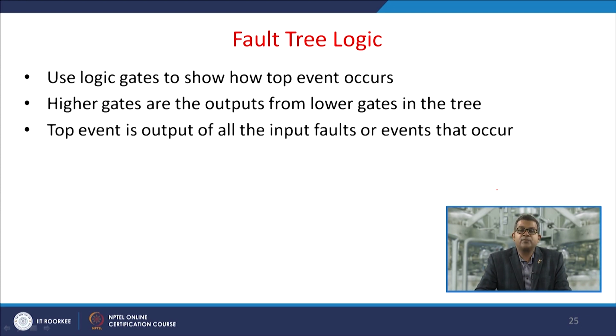Then adopt the fault tree logic. Now use this logic gate to show how a top event occurs. Higher gates are outputs from the lower gates in the tree. The top event is the output of all the input faults or events that occur.